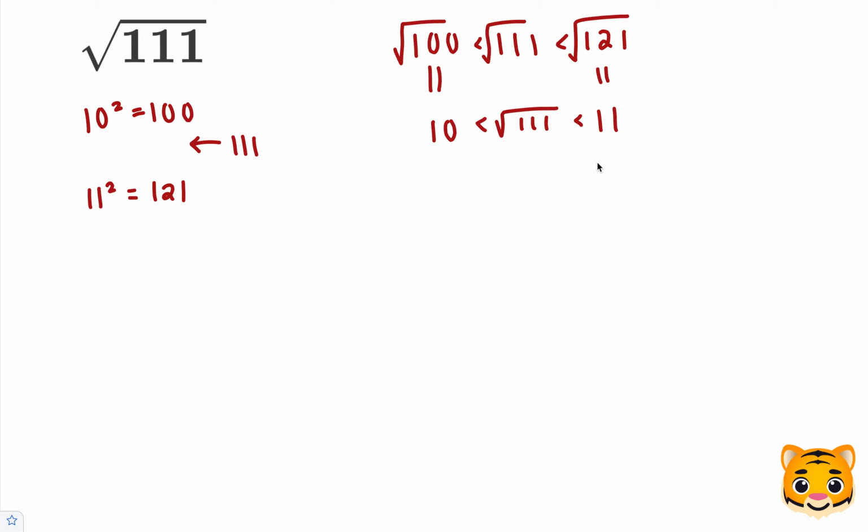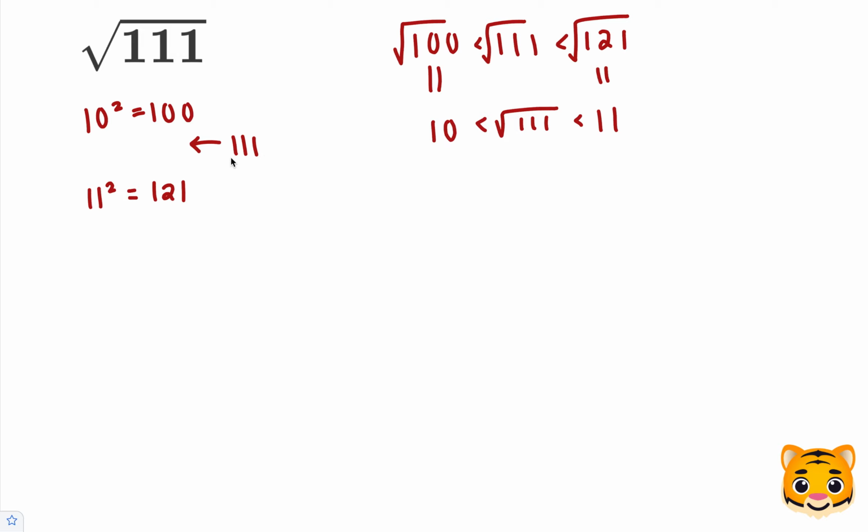Now we have the following inequality. 10 is less than the square root of 111, which is less than 11. This means that the square root of 111 lies between 10 and 11. To find a tenth place approximation, we want to look for a tenth place decimal between 10 and 11 that, when squared, gives us about 111.